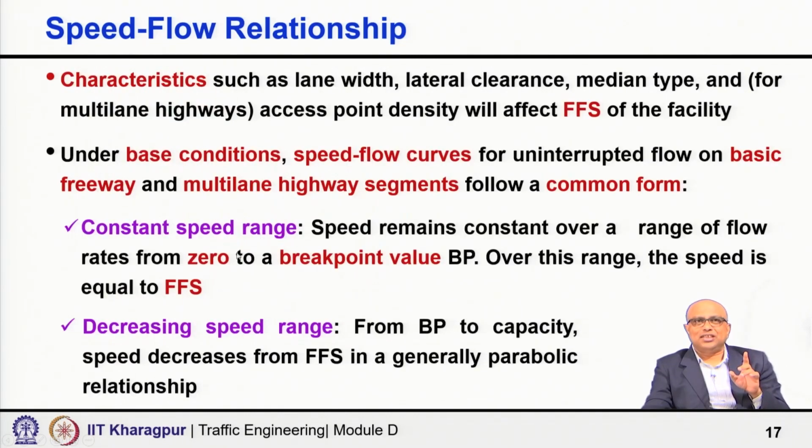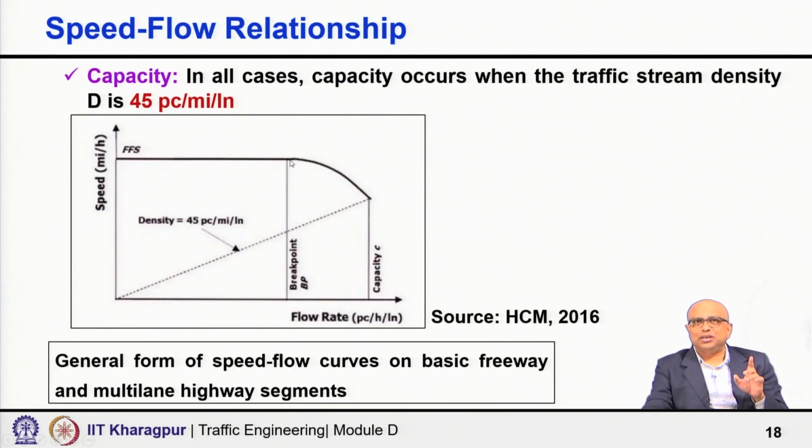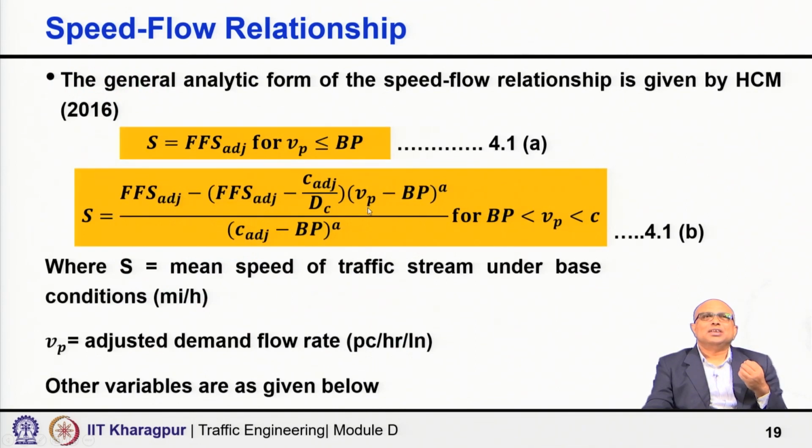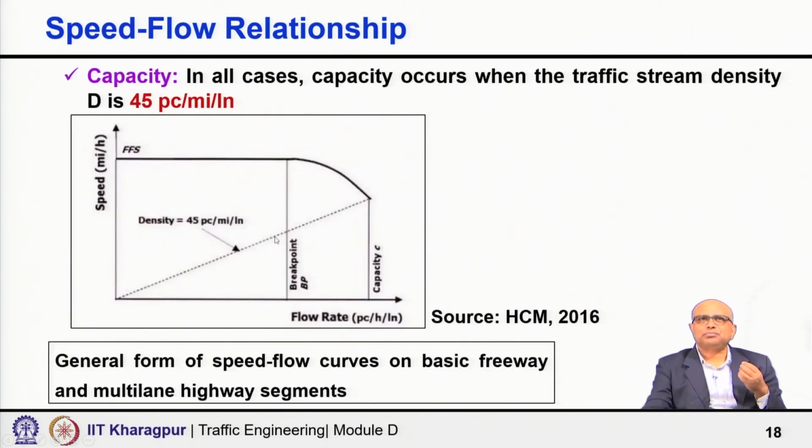Then, as I have said, this segment is the decreasing speed range, and the capacity occurs when the density is 45 passenger cars per hour. Speed and flow are known, so the density can also be plotted. Then the generalized analytic form of the speed-flow relationship is given by the Highway Capacity Manual.